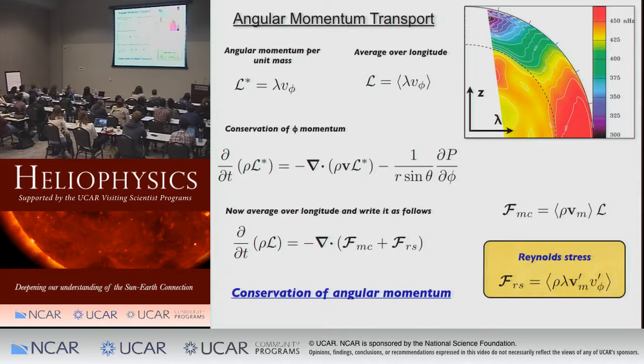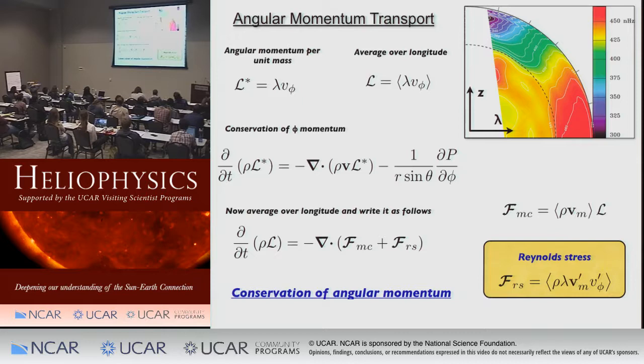And so where do these flows come from? You have to look again at the momentum equation. If you ignore magnetic fields for the time being, and you just look at the phi momentum equation, you can define the specific angular momentum per unit mass as v phi times the moment arm. This is cylindrical coordinates, z in the direction of the rotation axis, and lambda is the cylindrical radius this way, so it's r sine theta in spherical coordinates. That's the specific angular momentum. And then L without the asterisk is the longitudinal average. So these brackets indicate an average over longitude.